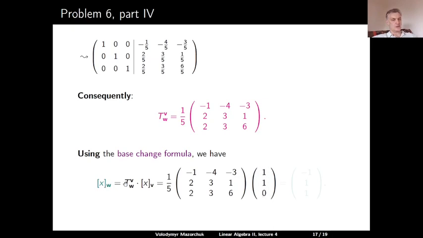So these are the coordinates of x with respect to V, which we already computed. So now if we multiply, we will get the first coordinate minus 1, minus 4. It's minus 5 divided by 5. We get minus 1. The second coordinate is 2 plus 3 divided by 5. This is 1. And the last coordinate is 2 plus 3 divided by 5, which is 1. And this completes problem 6.